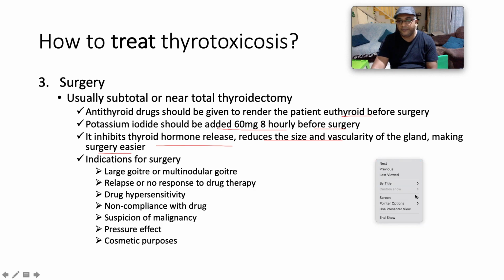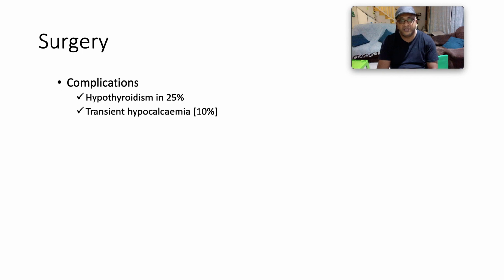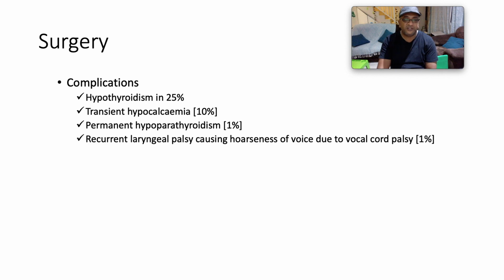Indications for surgery, everybody? Well, if you've got a big old large goiter or a multinodular goiter, which is cosmetically unappealing, right? Relapse or no response to drug therapy, drug hypersensitivity, poor compliance with drugs, suspicion of malignancy, pressure effects, and for cosmesis, all right? Complication of surgery is hypothyroidism in 25%, transient hypocalcemia in 10%. Why? Because you're damaging the blood supply to the parathyroids, okay? Permanent hypoparathyroidism in 1%, not that common. Recurrent laryngeal nerve palsy causing a hoarse voice due to vocal cord palsy. That happens 1% of the time.